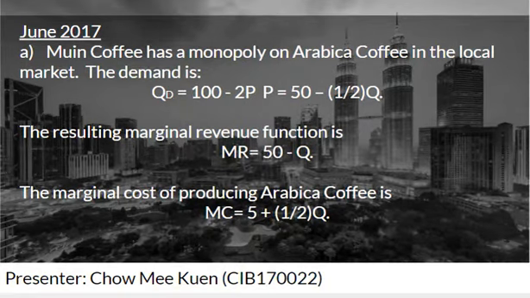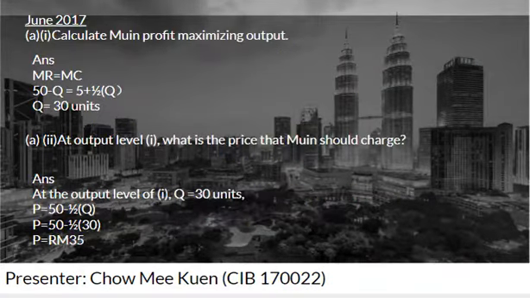Hi everyone, so now I would like to discuss questions on June 2017. Moen Coffee has a monopoly on Arabica coffee in the local market, and the demand function is QD = 100 - 2P, and the price function is P = 50 - 1/2Q, and the marginal revenue function is MR = 50 - Q, and the marginal cost function is MC = 5 + 1/2Q. So we move on to the question.